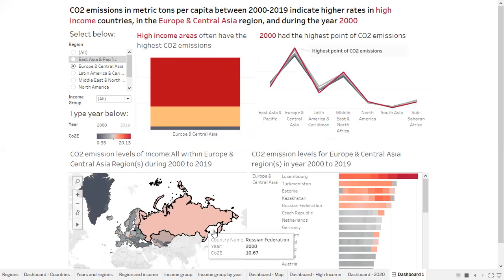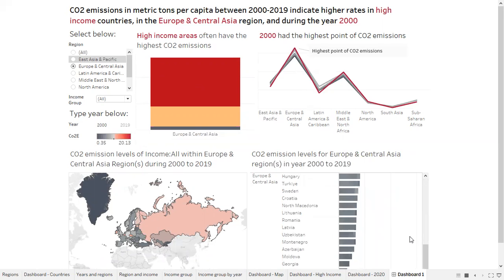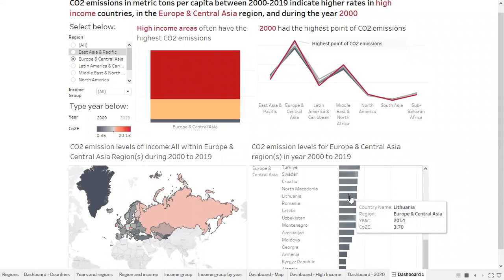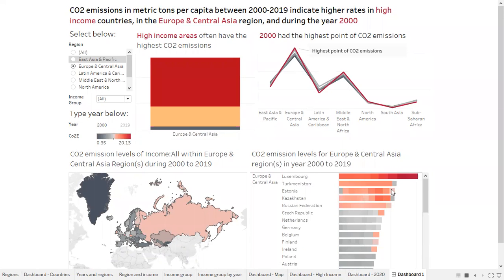Here we have the map of the countries in the region. The redder areas have the higher CO2 levels. And then over here we have a map of all of the countries within the region and how they're landing. And all of these are a year representation. And so you can see that Luxembourg is the highest, and 2000 had significant CO2 emissions for Luxembourg within the Europe and Central Asia.